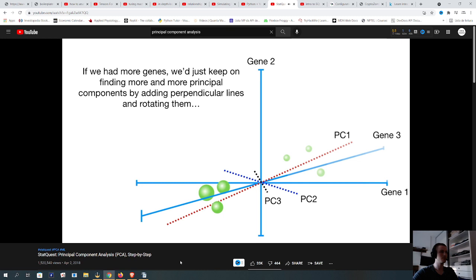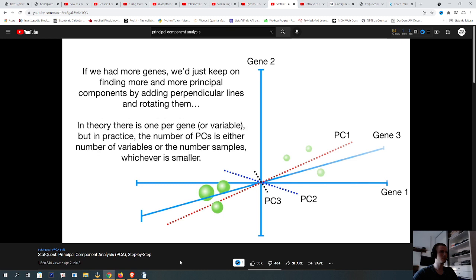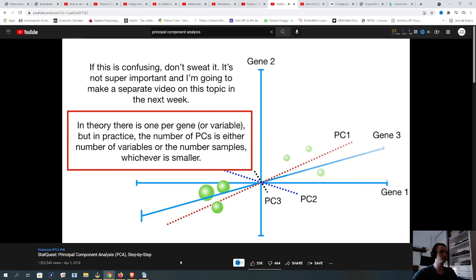If we had more genes, we just keep on finding more and more principal components by adding perpendicular lines and rotating them. In theory, there is 1 per gene or variable, but in practice, the number of PCs is either the number of variables or the number of samples, whichever is smaller. If this is confusing, don't sweat it. It's not super important, and I'm going to make a separate video on this topic in the next week.